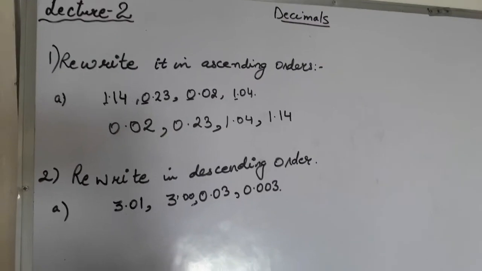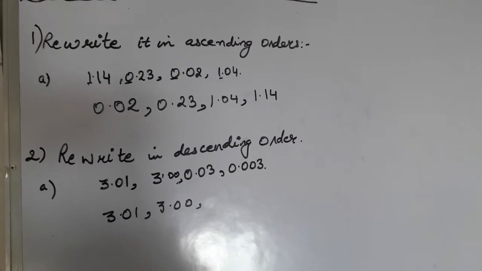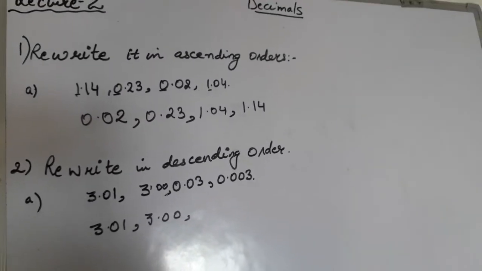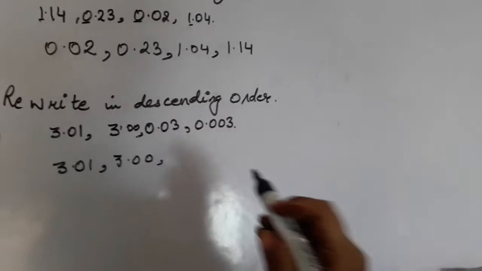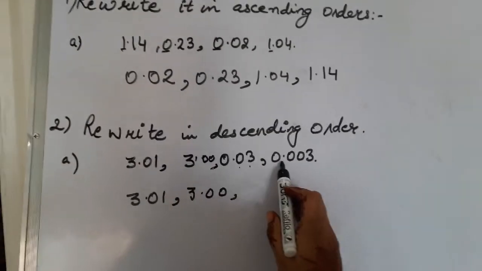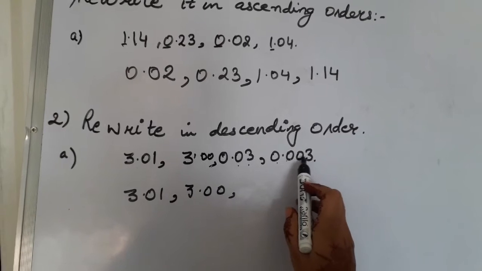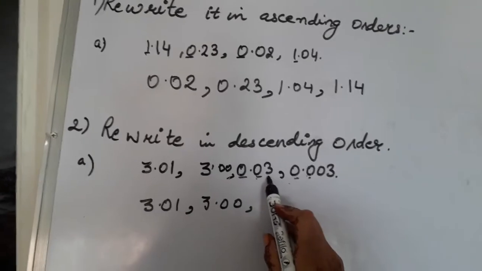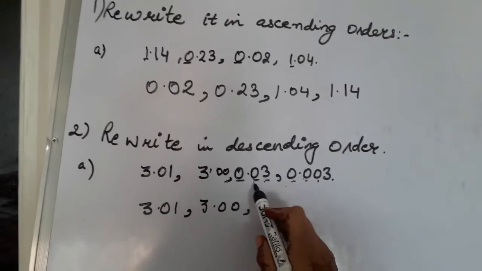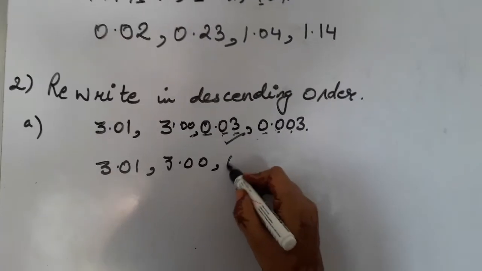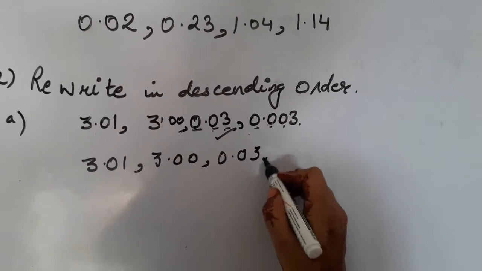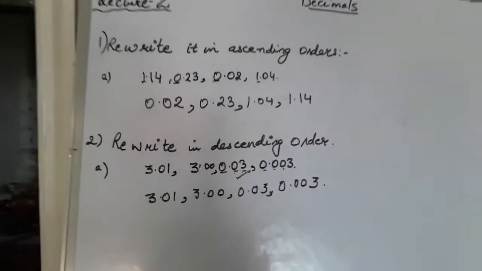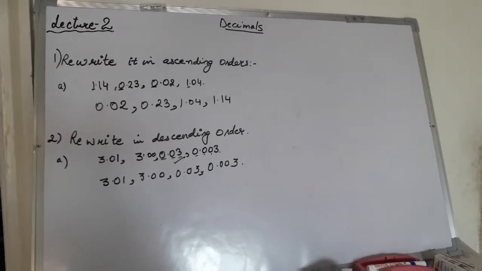Yes, 3.01. Then 3.00 is second in order. Then next, here it is 0.03, and here it is 0.003. Now you can see 0 is the same. Now here it is 3, here it is 0. Again, which one is bigger? This is the bigger, and this order comes. Now last we are left with 0.003. In this way you can do your ascending and descending orders.